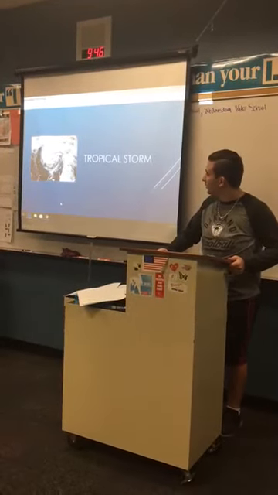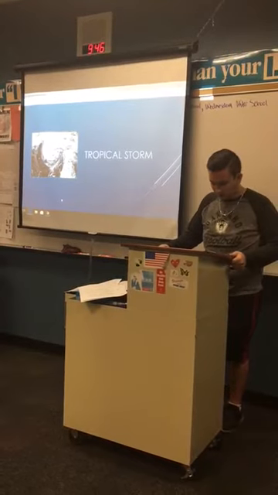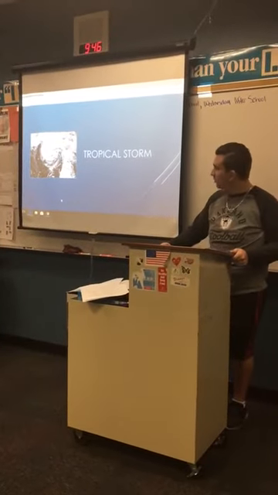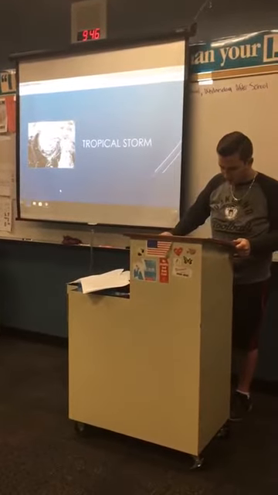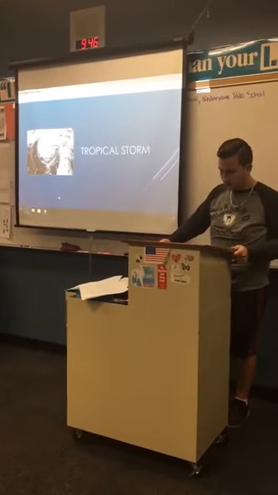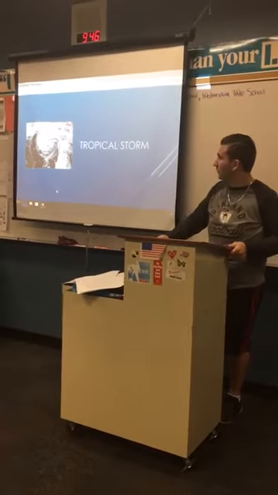And then it'll become a tropical storm. Once it reaches 39 miles per hour, the pressure in the center drops, creating that eye in the middle. And once that 39 miles per hour is hit, it becomes a tropical storm and it gets its name.